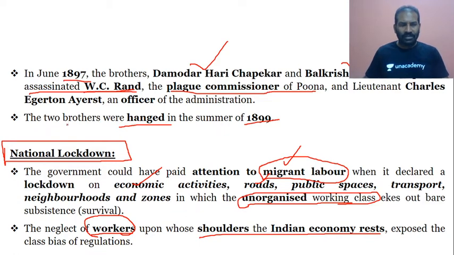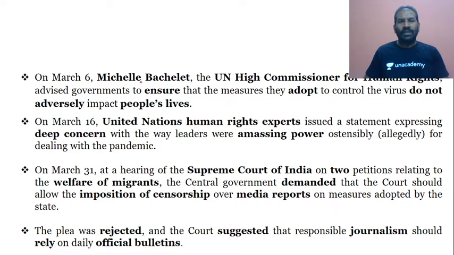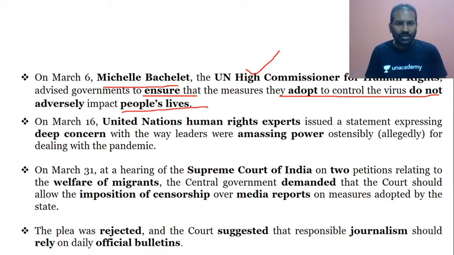And then we have also seen that on March 6, Michelle Bachelet, the United Nations High Commissioner for Human Rights, advised governments to adopt measures to control the virus which will not affect people's lives. This is very important. The UN High Commissioner for Human Rights advised governments across countries that the national lockdown should not impact adversely on people's lives.